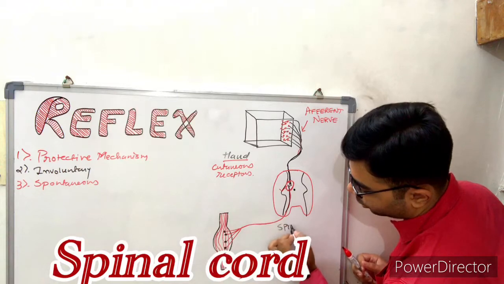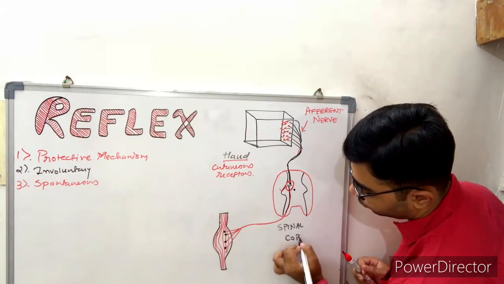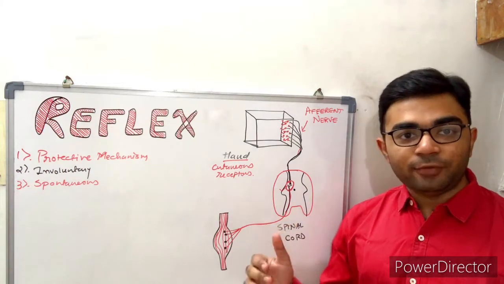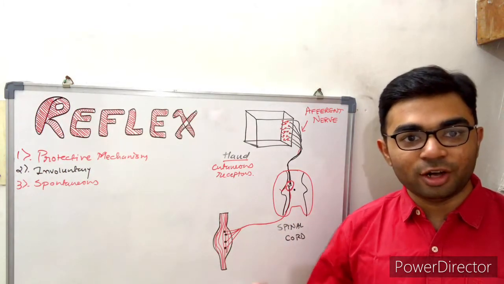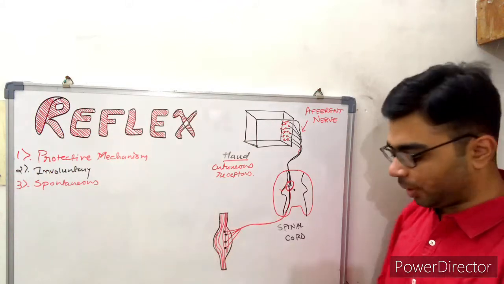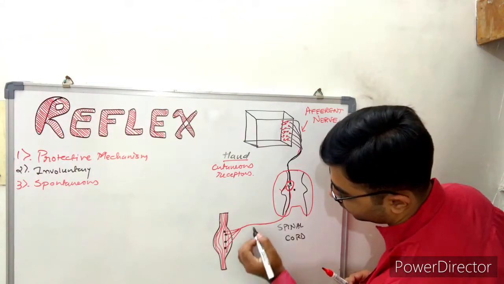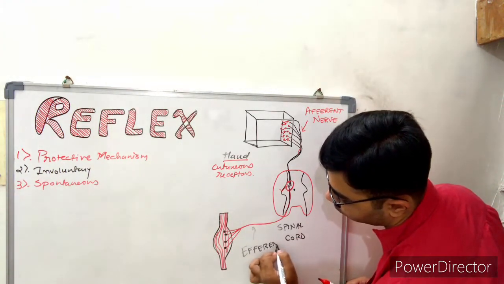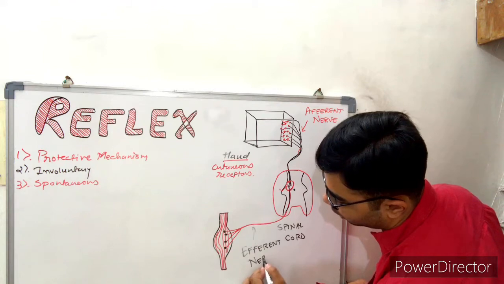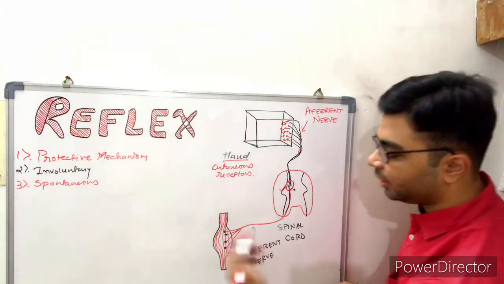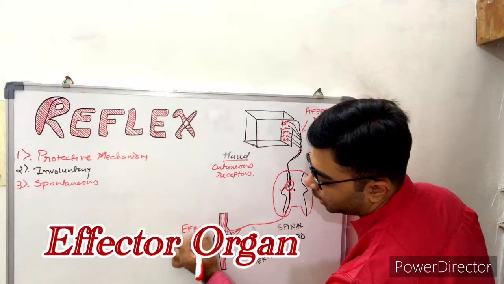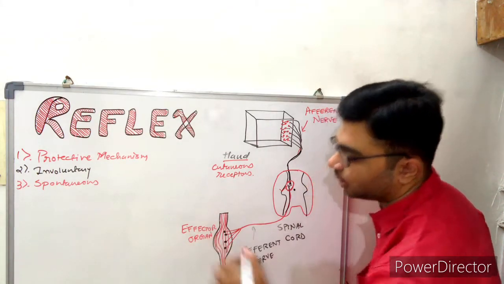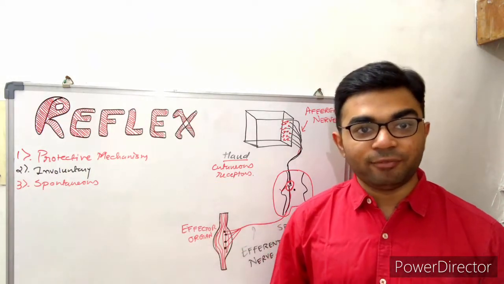So this is the section of the spinal cord, and from the spinal cord the efferent nerve fiber carries the sensation away from the spinal cord. This is the efferent nerve, and the efferent nerve ends in the effector organ. So this is the effector organ. As you can see, reflexes basically form a reflex arc.